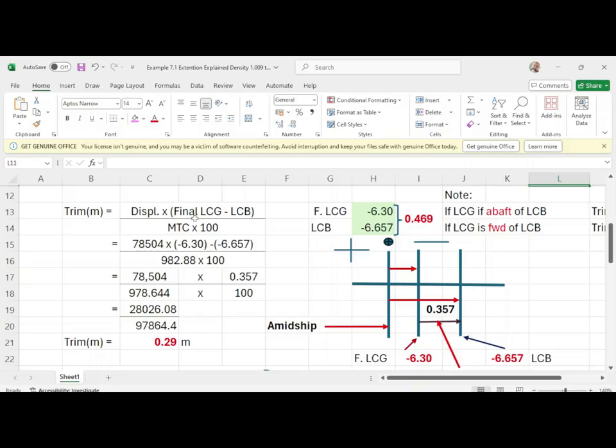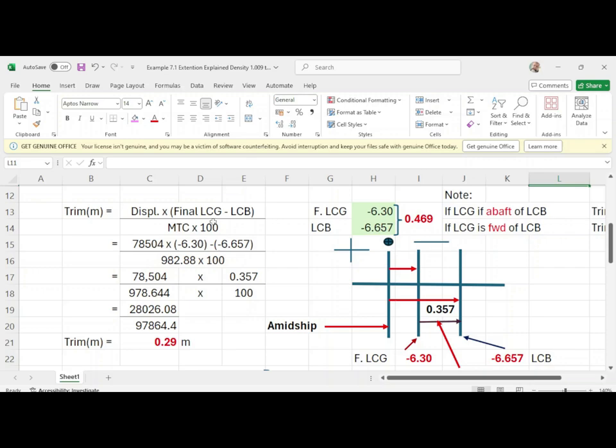So take note, guys, if LCG is behind LCB, the tendency of the buoyancy of the vessel is to rise up. Because of the buoyancy, the forward part will rise up, and because of the weight at the LCG, the stern will go down. Meaning, you will be trimmed by the stern. The forward of the vessel will rise up and the stern will go down. Meaning, there's a clockwise rotation.